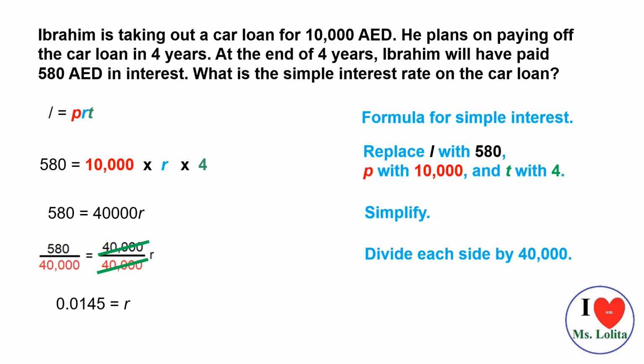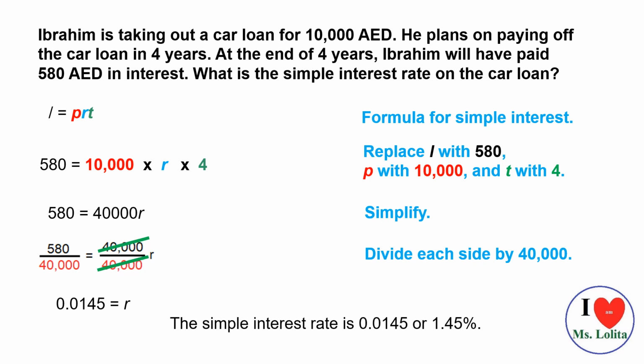40,000 divided by 40,000 is equal to 1. And 1 times R is equal to R. And on the left side of the equation, 580 divided by 40,000 is equal to 0.0145. Therefore, R is equal to 0.0145. Accordingly, the simple interest rate is 0.0145. If you're going to multiply it with 100, it will give you 1.45%.